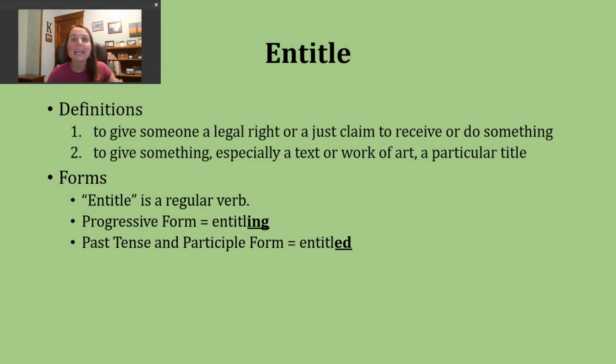Now the base verb entitle ends in a voiced L sound. This means our ed ending is just going to make a D sound. We're not going to add an extra syllable to the verb when we say it. The past tense and the participle form of the verb should sound like this: entitled, entitled.